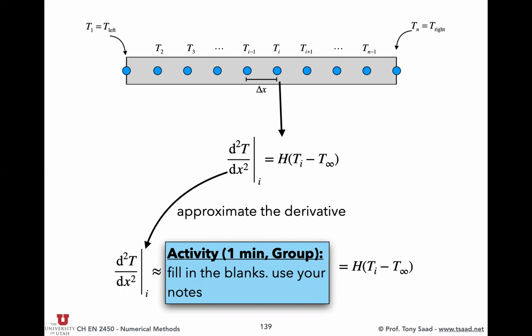Okay, so what Emily was saying is the next step we have to approximate the derivative, discretely using the discrete points 1, 2, 3, 4, etc. So for any point I, for an arbitrary point I, I want you to approximate now the second derivative. Use your notes, go back to your notes. We did this when we were doing finite differences, okay? Go ahead, I want you to fill in the blanks.